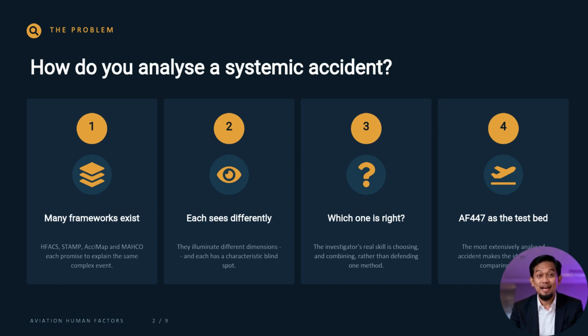The temptation, especially early in one's career, is to adopt a favorite and defend it. The argument of this chapter is that the investigator's real skill lies elsewhere, in choosing the method that fits the event, and in combining methods when the event demands it. AF 447, probably the most extensively analyzed accident in modern aviation, is the ideal specimen for the comparison because we can watch all four frameworks work on identical evidence.